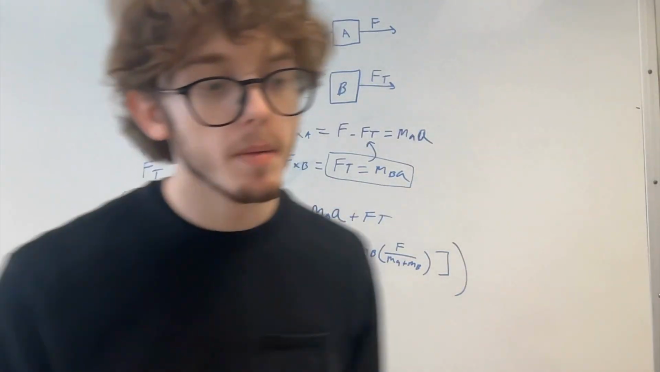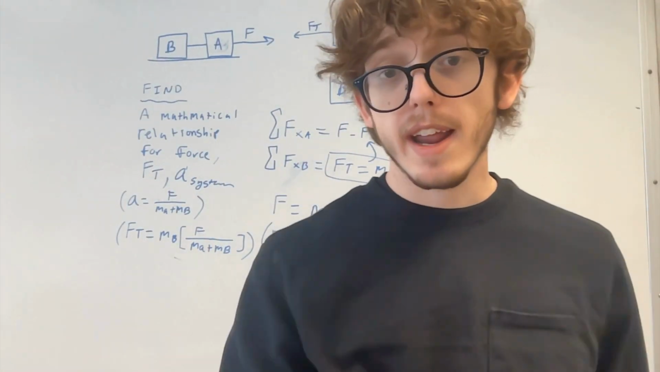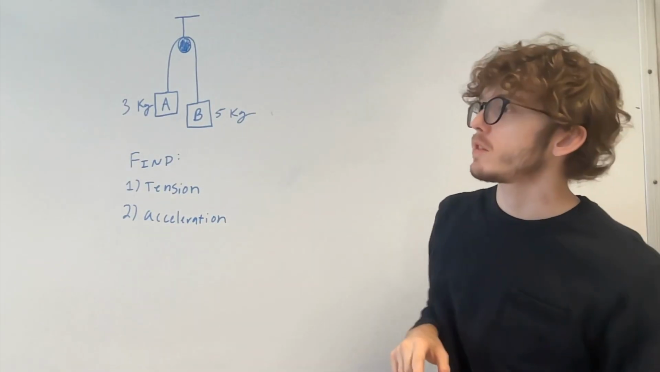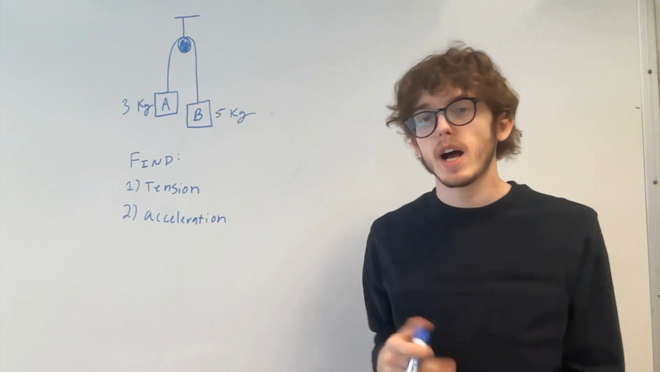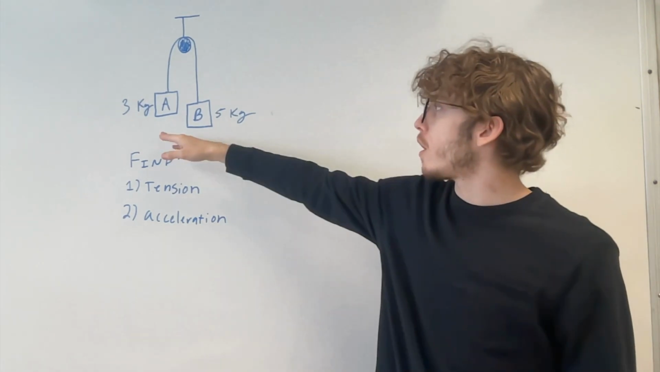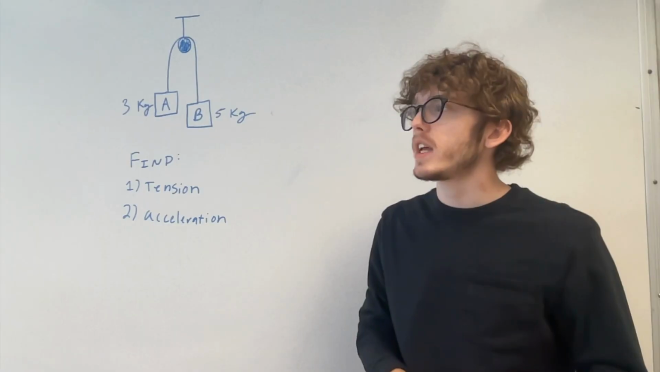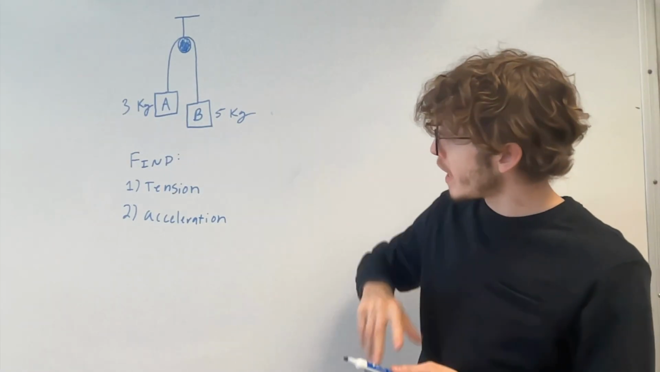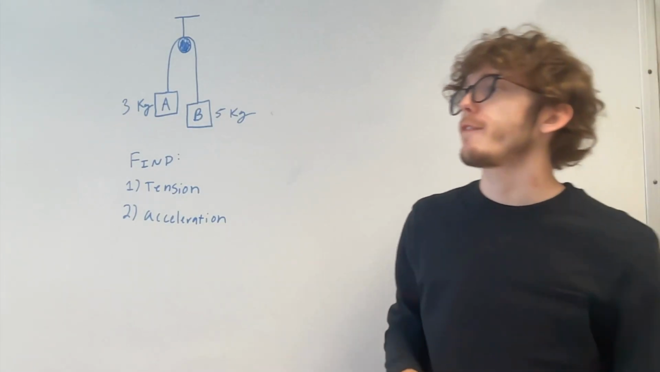We have one more problem to do, so let's do that now. Okay, in this problem, we have a pulley system with two weights suspended on each side, the left and the right respectively. On the left, we have a 3 kilogram weight, weight A, and then we have weight B here, weighing 5 kilograms.